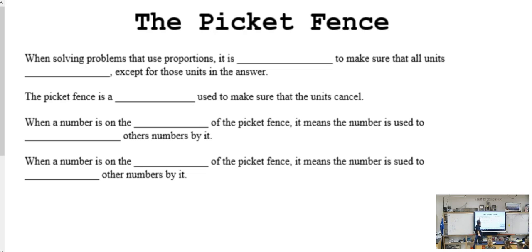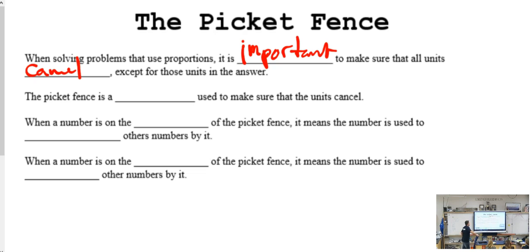Here we go. When solving problems that use proportions, it is useful to make sure that all units cancel. Yeah, it's important. It might actually be necessary. They're all the same, kind of. Yes. Except for those units in the answer.